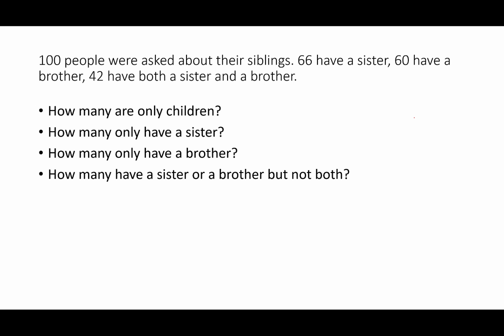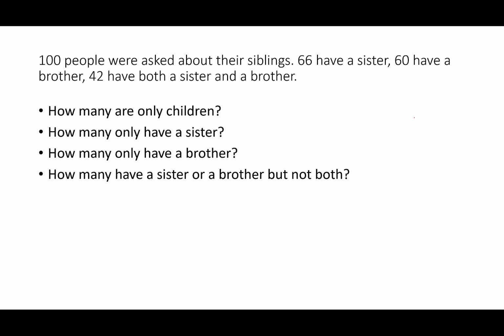Let's try this. 100 people were asked about their siblings. 66 have a sister, 60 have a brother, and 42 have both a sister and a brother. So let's try to figure out how many of these 100 people are only children, how many only have a sister, how many only have a brother, and how many have a sister or a brother but not both. Now, one thing you might see at first that doesn't seem right is 66 plus 60 is bigger than 100, but that's okay because we had some of these people that have both a brother and a sister.